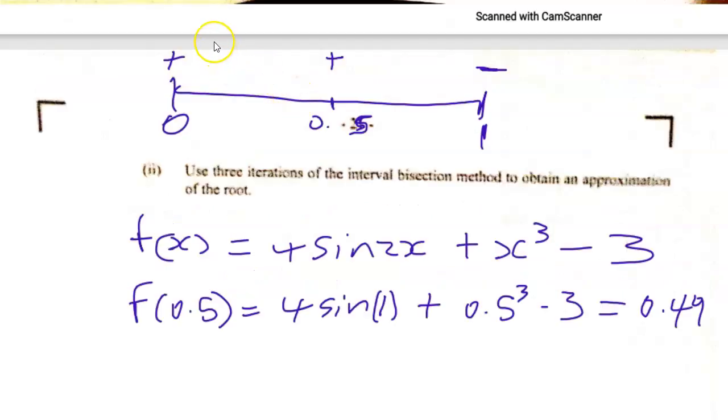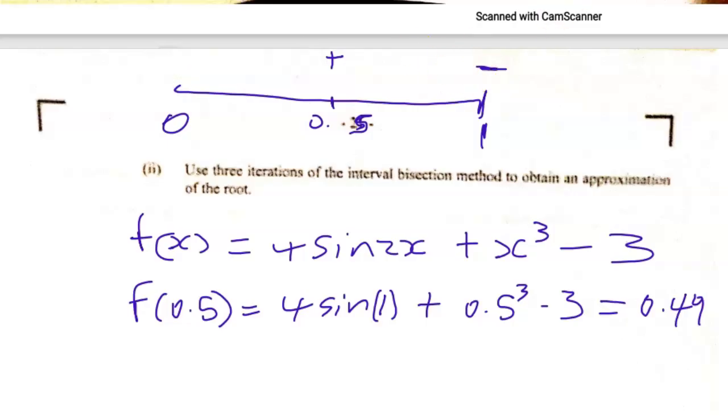No, I think I have it all wrong. Actually, f of 0 was negative 3. F of 0 was actually negative, and f of 1 was actually positive. And we want f of 0.5 to be positive. So we know the root lies between 0 and 0.5. So we find the midpoint of that, which is 0.25. So let's find f of 0.25.